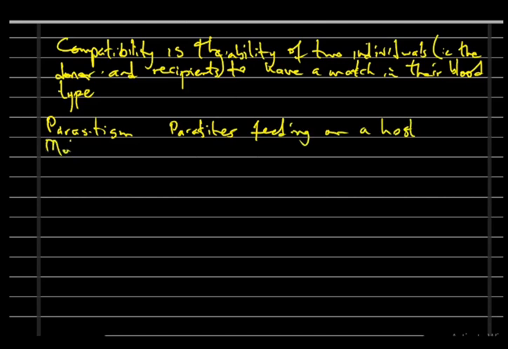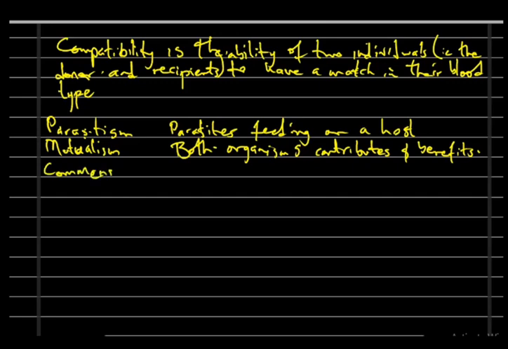We have another one called mutualism. In mutualism, the two organisms are benefiting. Both organisms contribute and benefit in the relationship. We have another one called commensalism. Here, the commensal benefits from the host, but the host is not losing in this relationship, unlike in parasitism where the host is losing in the relationship.